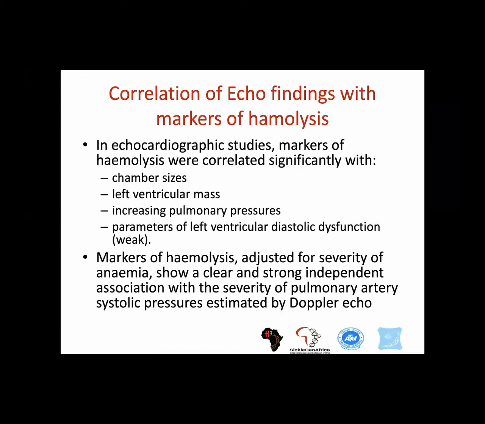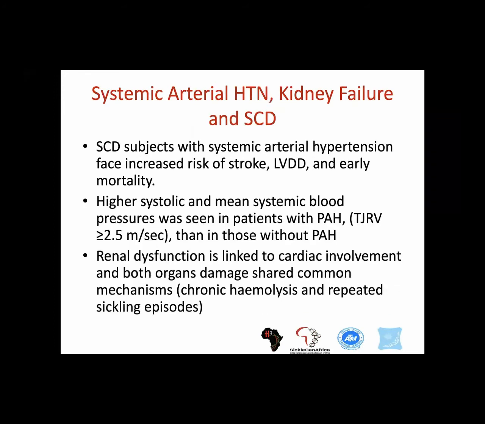But essentially, we use the size of the left atrium, the peak tricuspid regurgitant velocity, mitral valve inflow in diastole, as well as tissue Doppler to study these patients. Now, there has been correlation, which is really important information, between echo parameters and markers of hemolysis. These markers of hemolysis correlated very well with chamber sizes, with LV mass, with increased pulmonary pressure and parameters of LV dysfunction, further supporting the pathogenesis of the disease. And these markers of hemolysis also correlate, more clearly and strongly than the severity of anemia, with pulmonary artery pressures using Doppler echocardiogram.